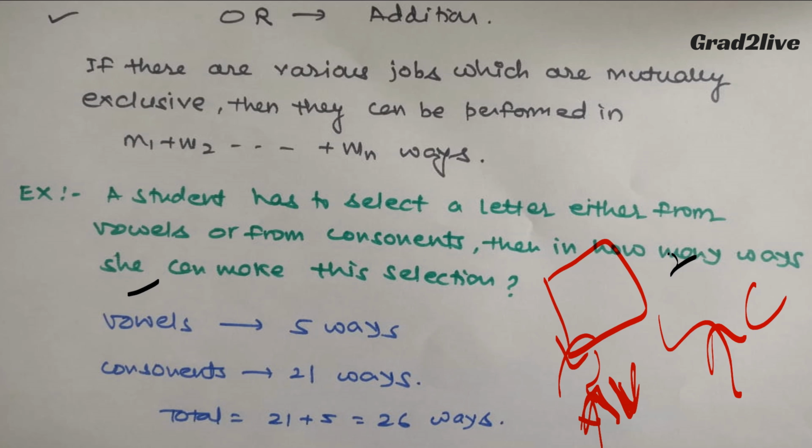Now, if you consider this way, what are the number of ways in which you can fill it with a vowel? 5 ways, because there are 5 ways in which the job can be done: A, E, I, O, U.